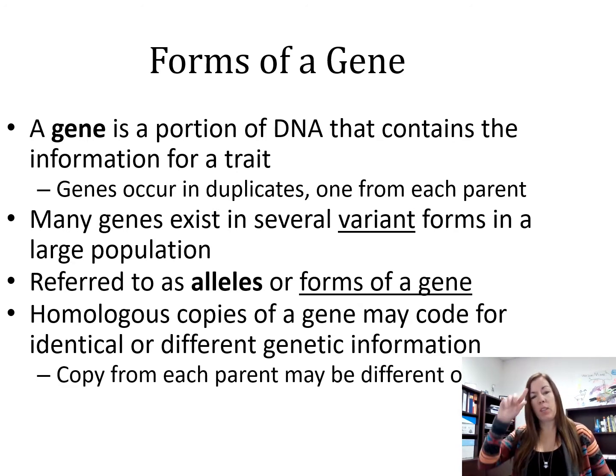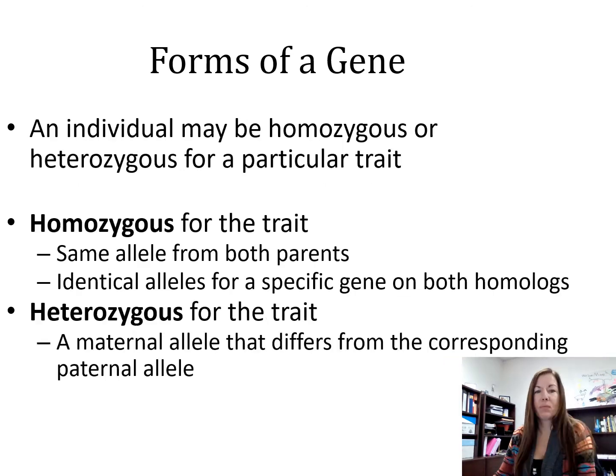Homologous copies of a gene may code for identical or different genetic information. So the copy from each parent may be different or similar. We talked about how an allele is a variation of a gene. So an individual might be homozygous or heterozygous for a particular trait.